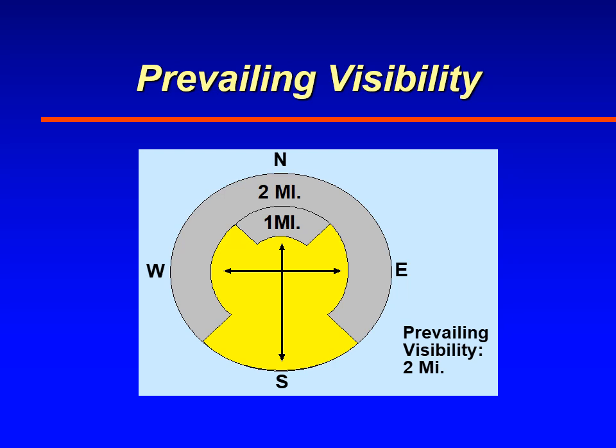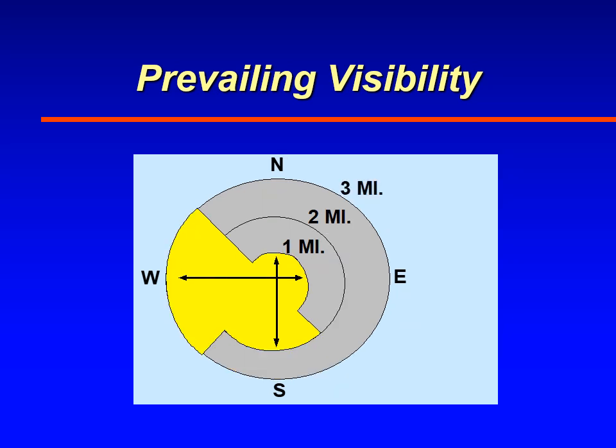Prevailing visibility is 2 miles. You see, once again, it's lower visibility to the north. If you're coming in from the north trying to land on the back course to runway 17 right approach, you'd have 1 mile visibility, but it's being reported as 2. So you need to understand the concept of prevailing visibility.